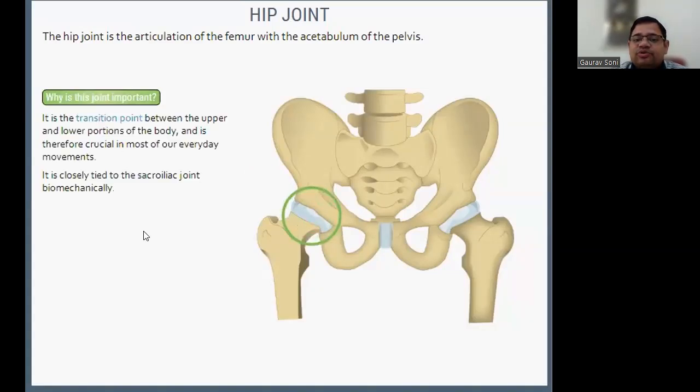Why is this joint so important? Because as you can see here, it is a transition point between the upper and the lower portion of the body and is therefore crucial in most of our everyday movements. It is closely tied with the sacroiliac joint biomechanically.